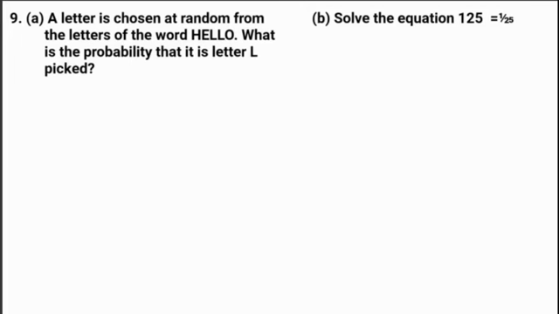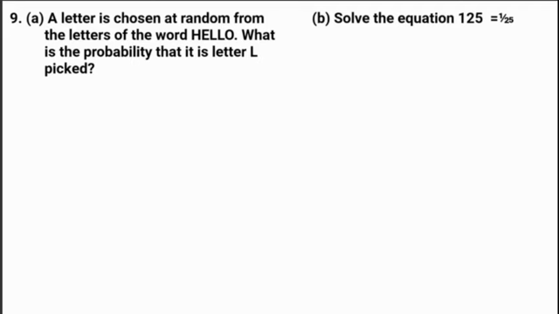Question 9a was as follows. A letter is chosen at random from the letters of the word hello. What is the probability that it is letter L picked? Okay, so we want to find the probability of picking letter L in the word hello.